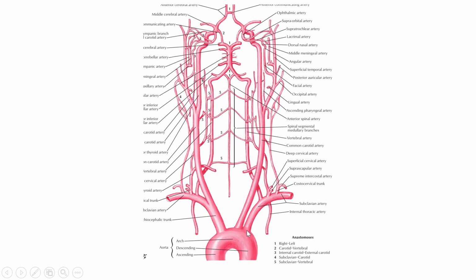Subclavian artery arises independently and directly from the arch of aorta, and the common carotid artery as well, arising independently and directly from the arch of aorta. So there is no brachiocephalic trunk on the left side. That's the only difference.